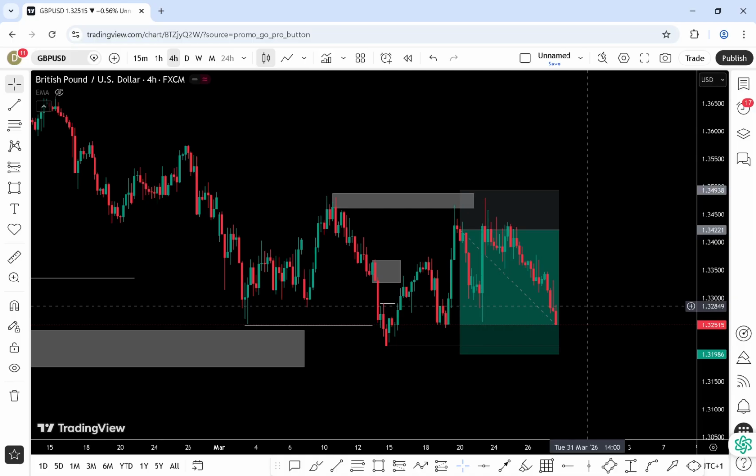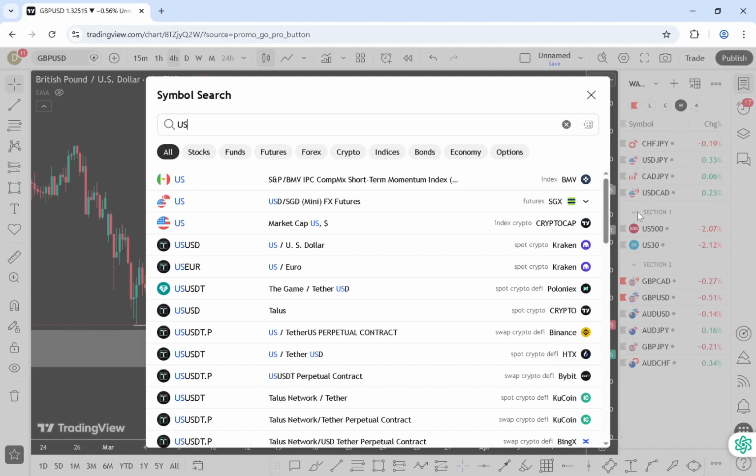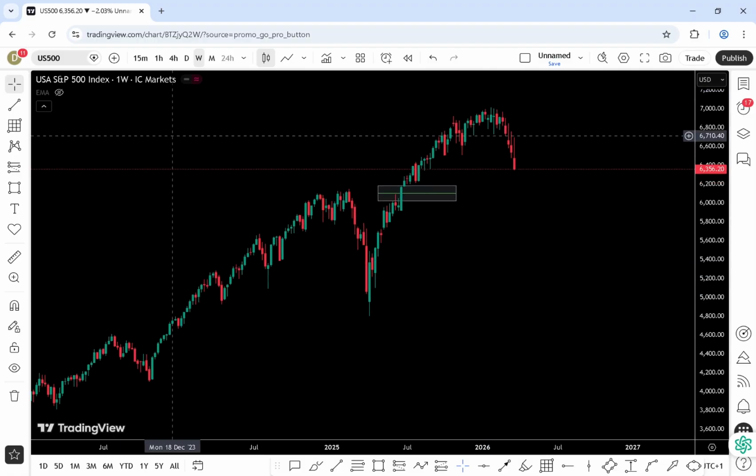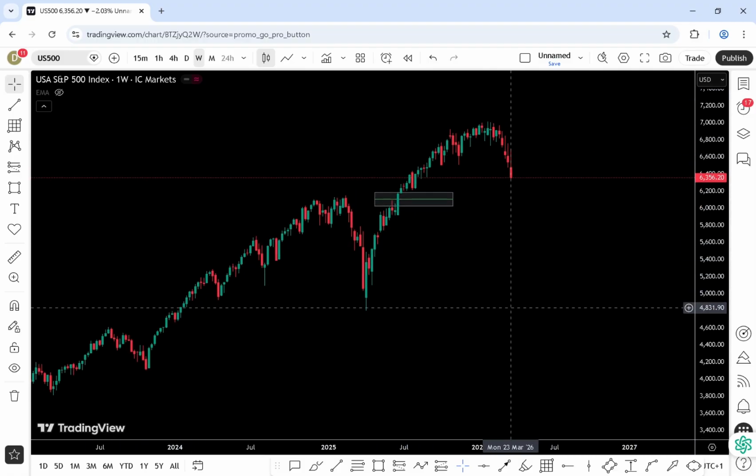So the next pair I want us to go to, let's check S&P 500, US 500. So let's go to S&P 500. You can also see it as US 500. So our analysis will start from weekly.